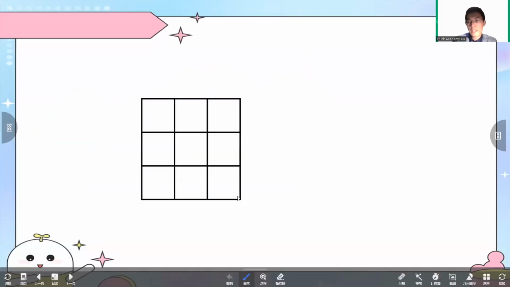So let's cut to the chase and start with a simple magic square here. We have a 3 times 3 magic square. And first of all, the first key point is there are two special numbers we need to know about magic squares.